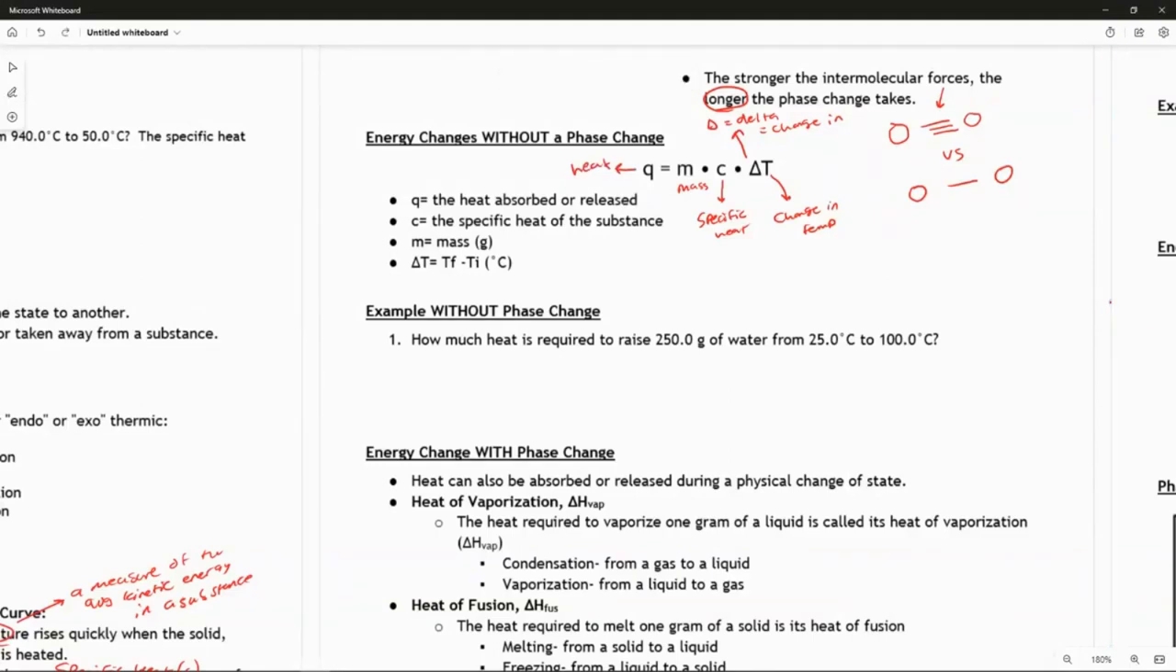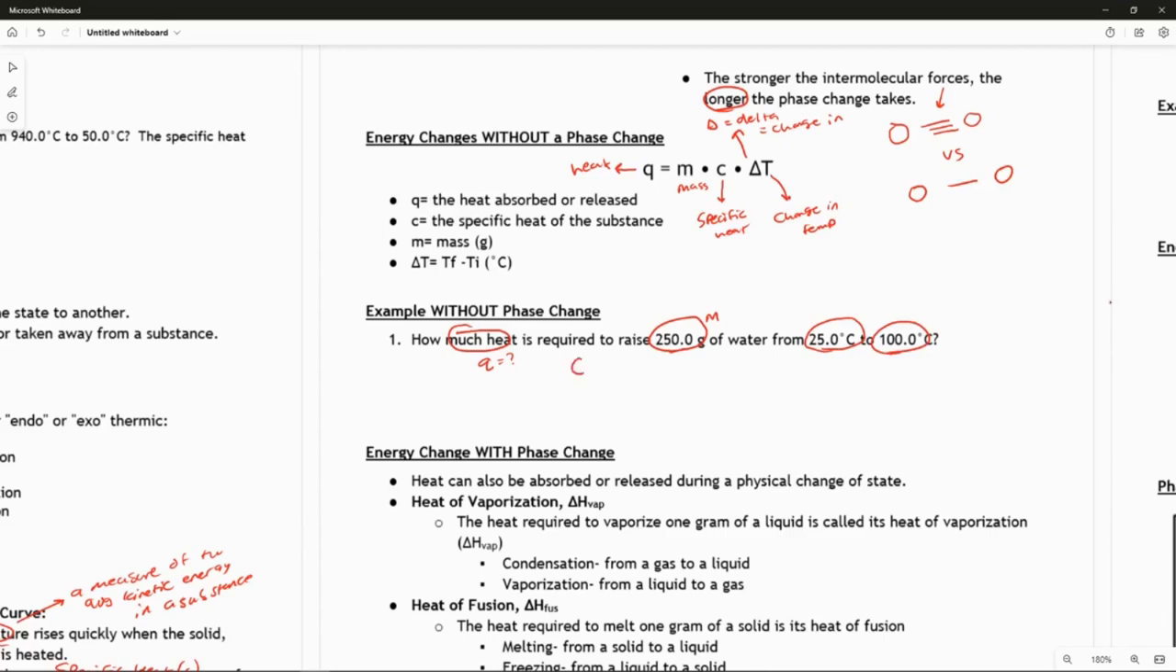All right, let's try an example. How much heat is required? How much heat, so you don't know Q, you're solving for Q, is required to raise 250 grams of water, 250, that's mass, grams, from 25 degrees Celsius to 100 degrees Celsius. So the value to look for is Q.